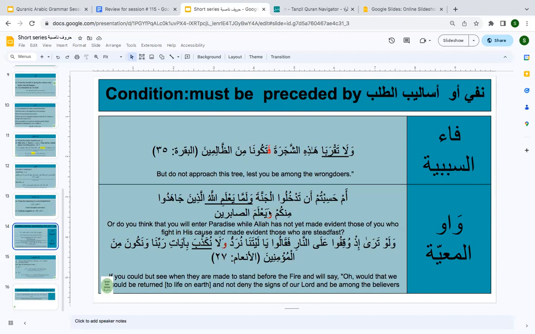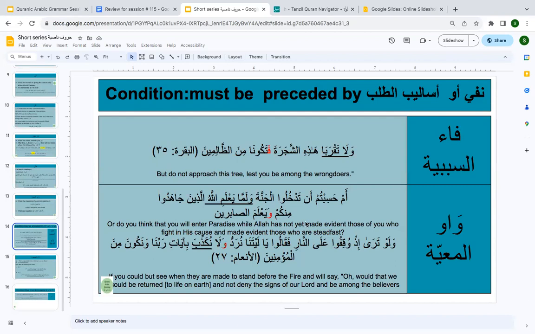But this cannot be ma'tuf on this, right? Do you assume that you will enter Jannah and He will know the sabirin? It does not make sense. This cannot be because of atf, right? It has a function of atf as well. The Wawul Ma'iyya will do the function of atf as well. But here there is a hidden an after it, which is making the mudare mansub. Do you see negation or asalibut talab in this verse of Surat Ali Imran? Any negation that we are seeing here?